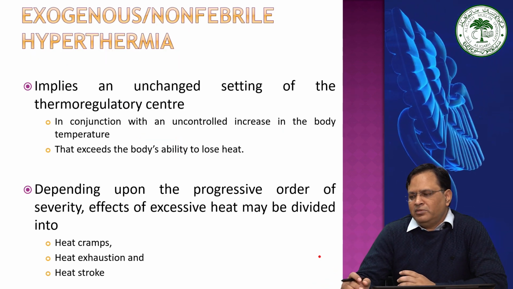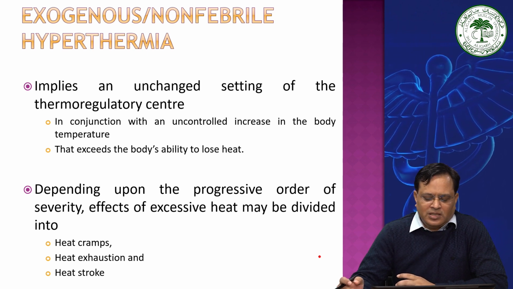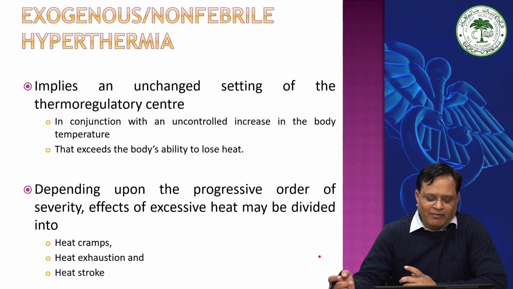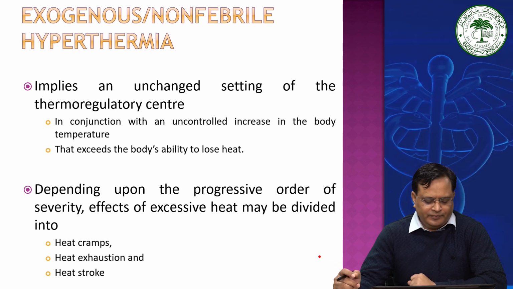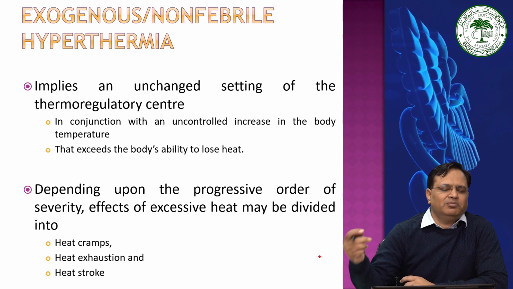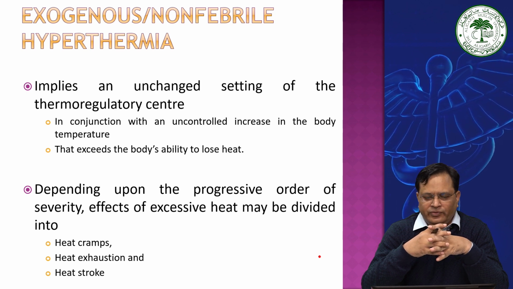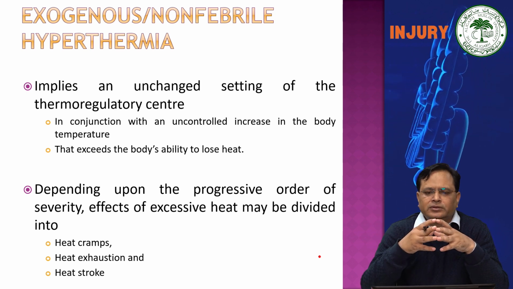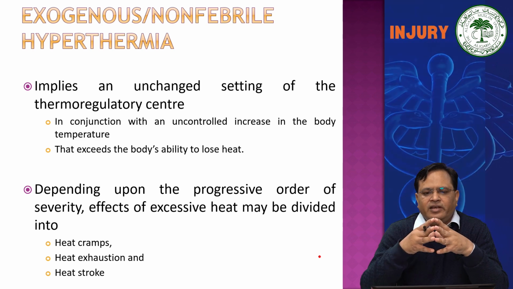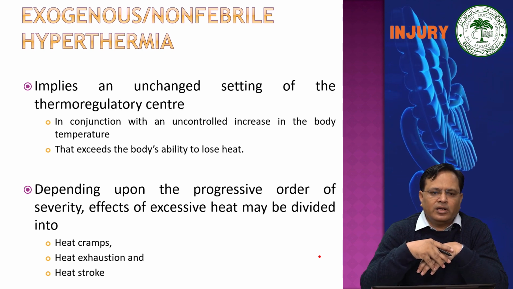Exogenous non-febrile means some external factors are causing a rise in body temperature. External factors means environmental factors. That environmental factor can be a heat wave, excessive work, heat stroke, or some external application of heat, like hot conditions, a person working in a hot environment, or sometimes excessive heat leading to muscle cramps. These are the external factors, so we can describe it according to that.